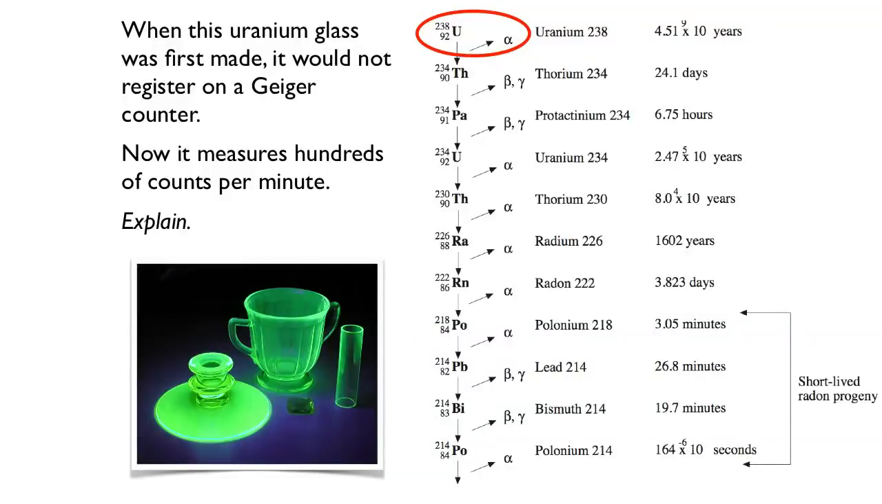Now I want you to think about the decay chain that we have here. Uranium-238 is found in the Earth's crust, and it has a half-life of 4.5 billion years. It's an alpha emitter. It decays with the emission of an alpha particle. And this glass here, this is uranium glass. We had a chance to see that in the video as well. The uranium glass was made by putting uranium in the glass, and it gives this awesome green color and also makes it fluorescent. When this uranium glass was first made, it didn't register on the Geiger counter, and now it measures hundreds of counts per minute.